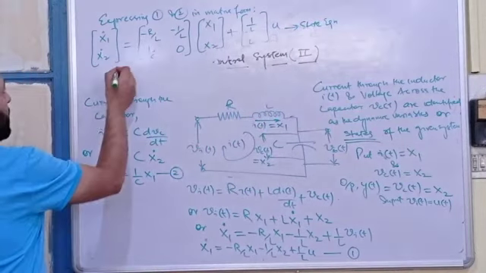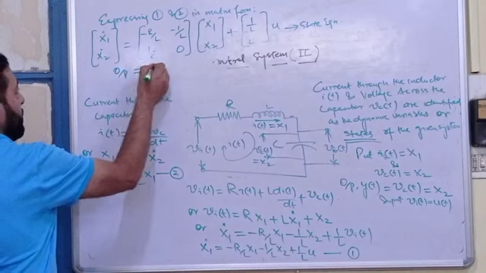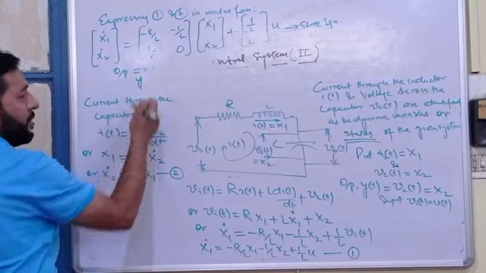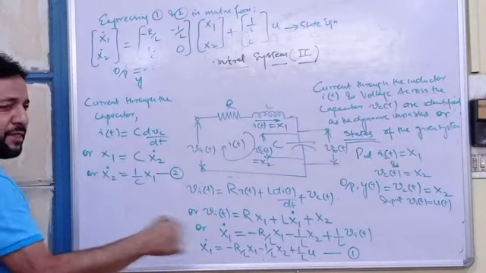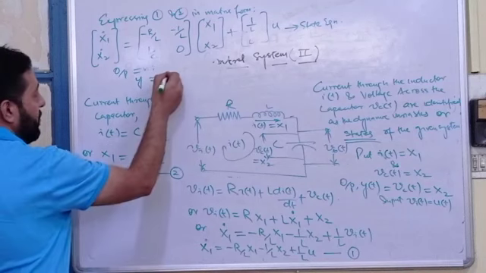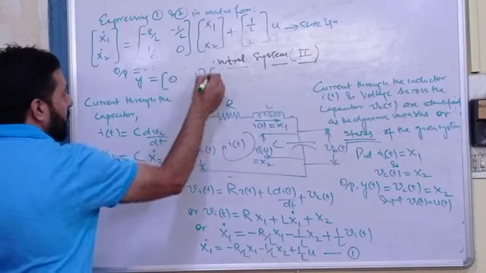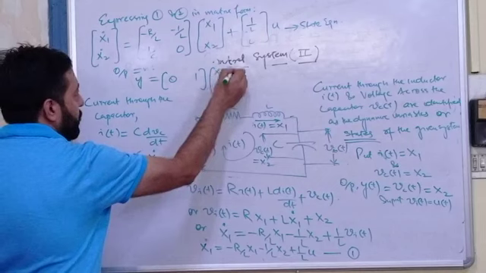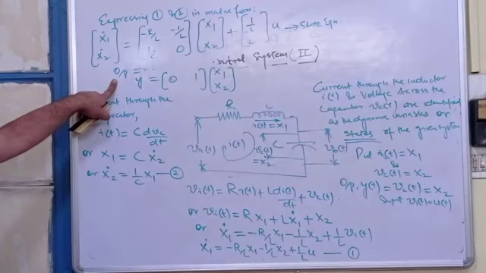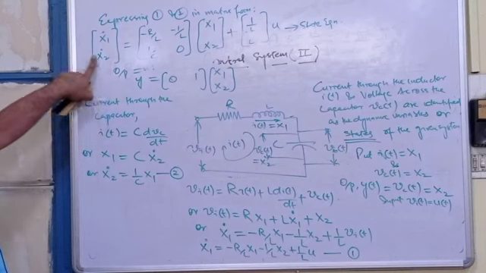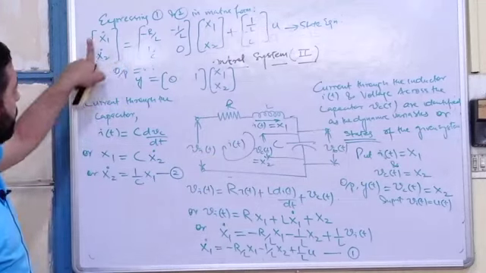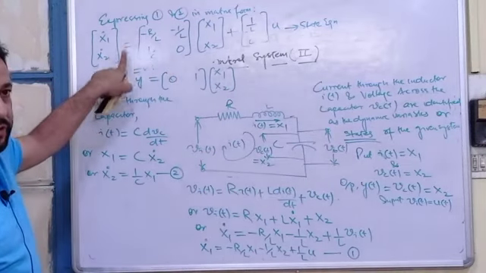What will the output equation be? The output equation will be y equal to y(t), no need to write (t) everywhere, I can simply put y. So y is equal to x2, that is 0 1 times x1 and x2. Isn't it the same format that we had obtained for the earlier system? How many states does my system have? 2 states. That's why you get this structure.